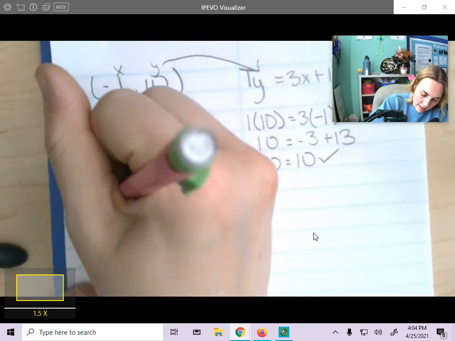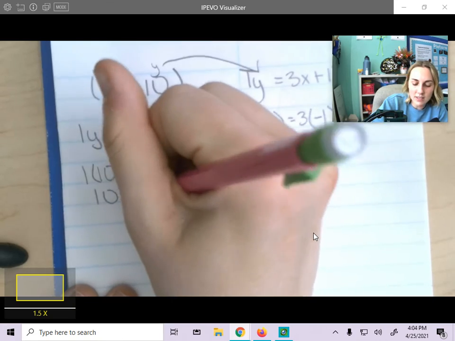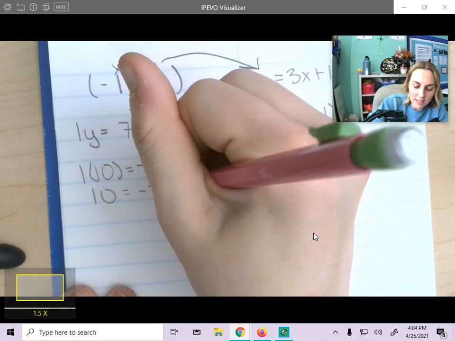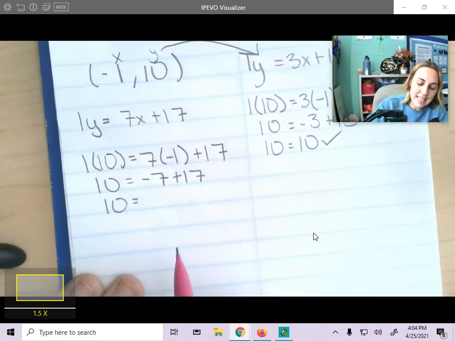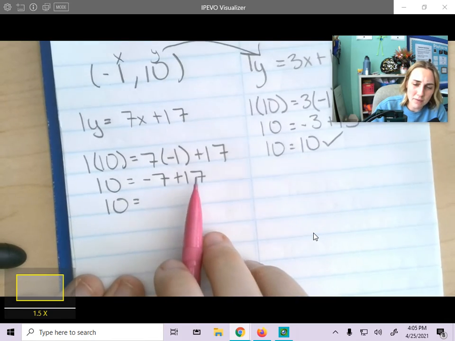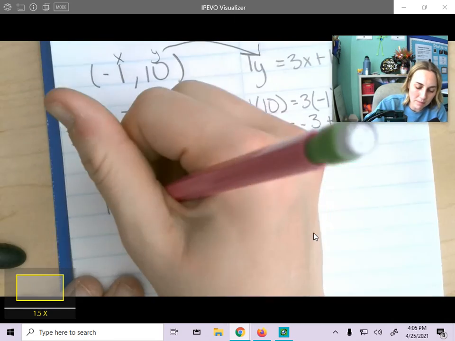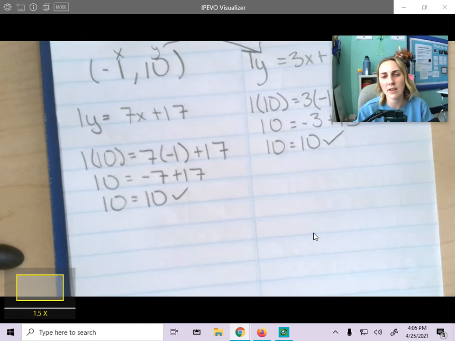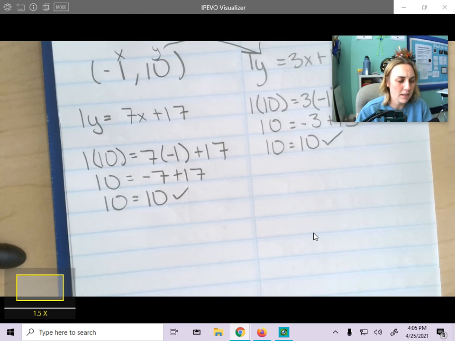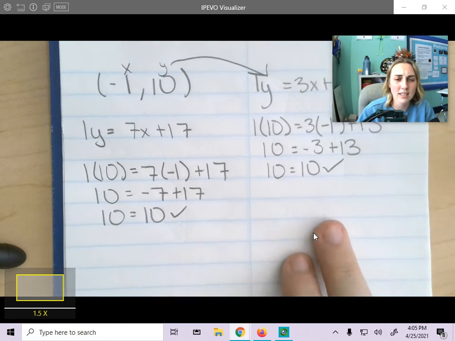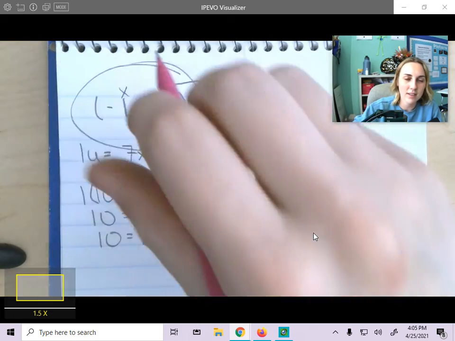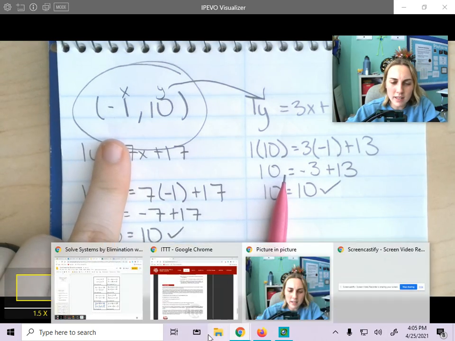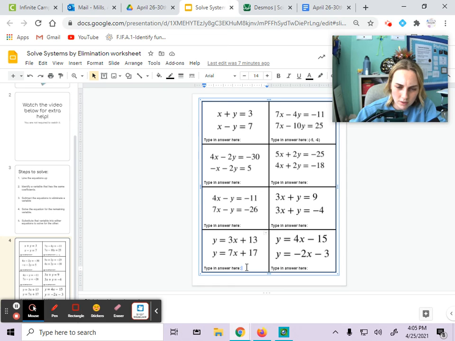1 times 10 is 10. 7 times negative 1 is negative 7. Bring down that plus 17. 10 is equal to negative 7 plus 17. It's going to leave me with a positive 10 left over. So it works out, guys. That's how you can check your answer to make sure the ordered pair that you get is the correct answer. So what we have here is my x value is negative 1, and my y value is 10.